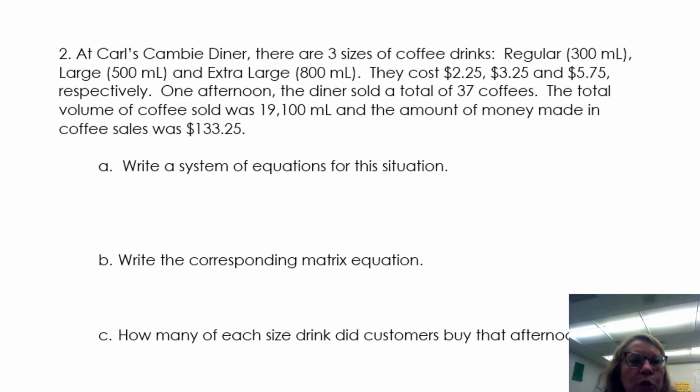Hey, this is problem 2 off of worksheet 5B, and it's one of our system of equations problems. It says at Carl's Canby Diner, there are 3 sizes of coffee: a regular that contains 300 milliliters, a large that contains 500 milliliters, and an extra large that contains 800 milliliters. They cost $2.25, $3.25, and $5.75, respectively. One afternoon, the diner sold 37 coffees.